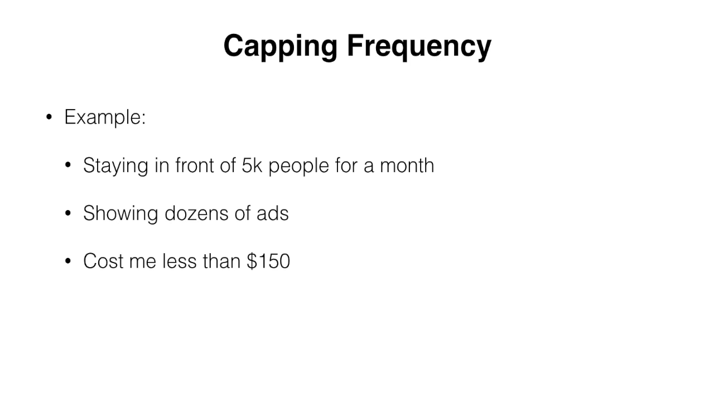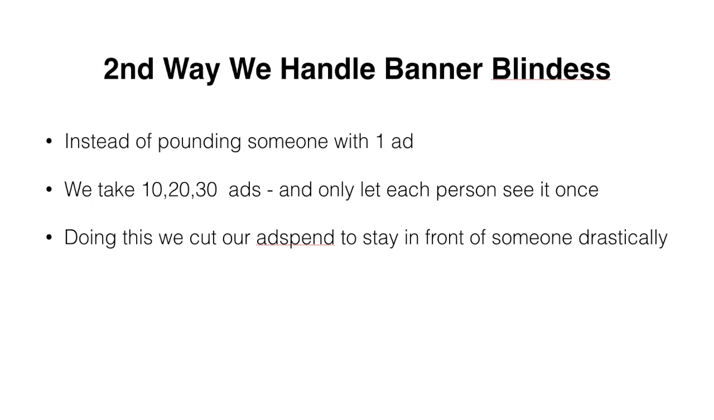Okay? And so the first way that we deal with this banner blindness is, of course, lowering that frequency. Now, the second way that we deal with it is taking 10, 20, 30 different ads, and they only see each one once, or a couple of times max. So then you've got constant attention, costing you the cheapest amount of money for the highest amount of attention.